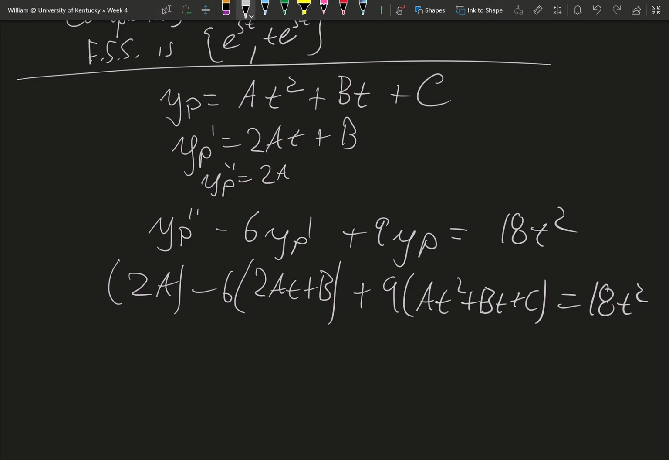All right, so the way we are going to proceed is as follows. We're just going to collect all the like terms. So collect all the t squared terms, all the terms with just a t, and all the constant terms. And one thing that is really easy to do is to forget to distribute. So make sure you don't do that. So we're going to have 9a times t squared.